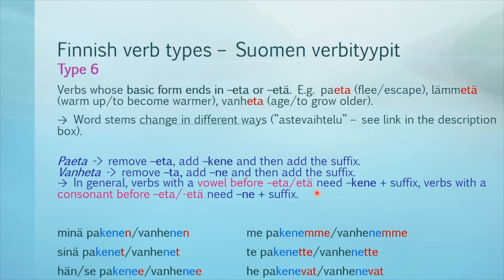In general, type 6 verbs that have a vowel before eta or etä need kene plus suffix, and verbs that have a consonant before eta or etä need ane plus suffix. But remember that there are always exceptions to pretty much every rule.